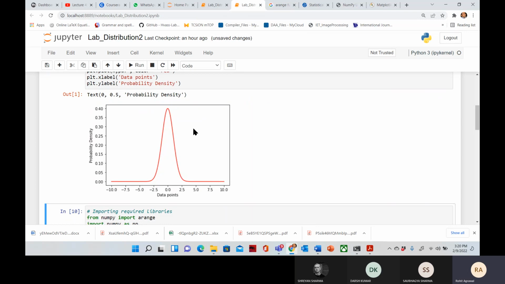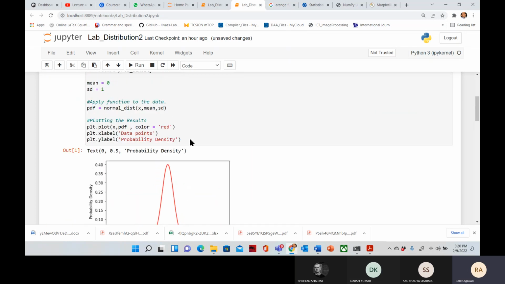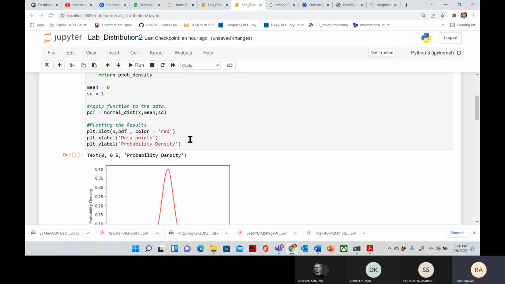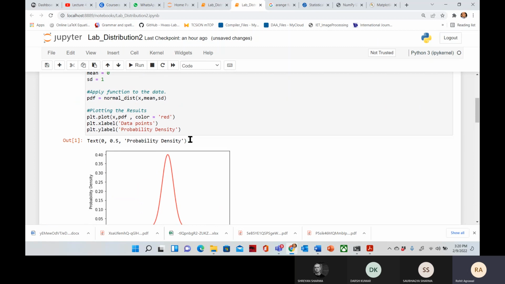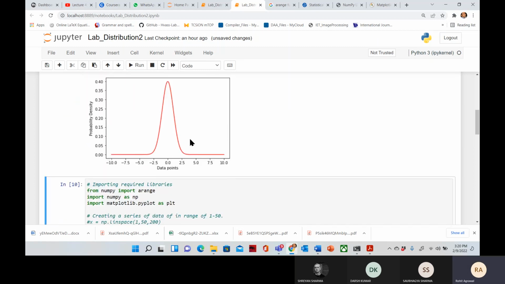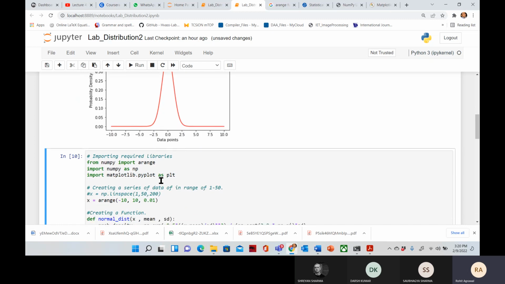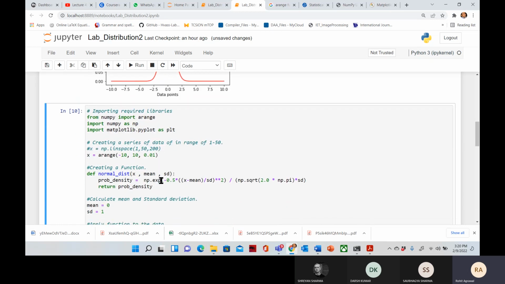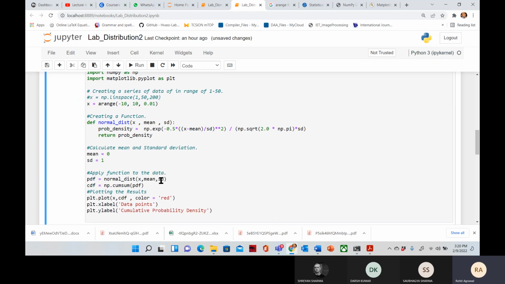So here we have created our own function, and in the previous one we used the Python library. But not every time are we going to write our own function. Now the second one is the same thing, but now we use the cumulative density function.